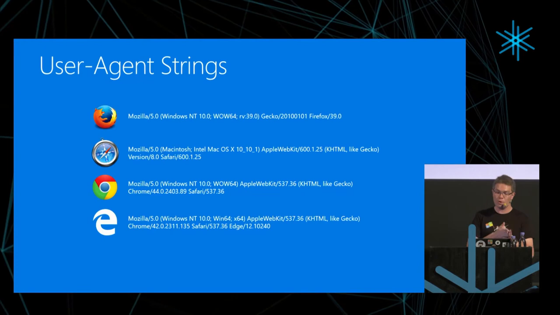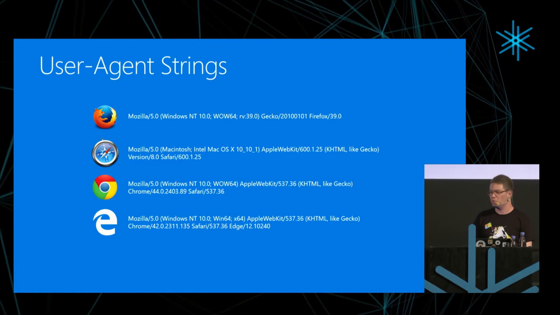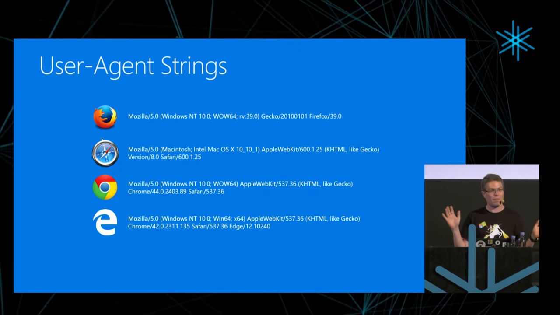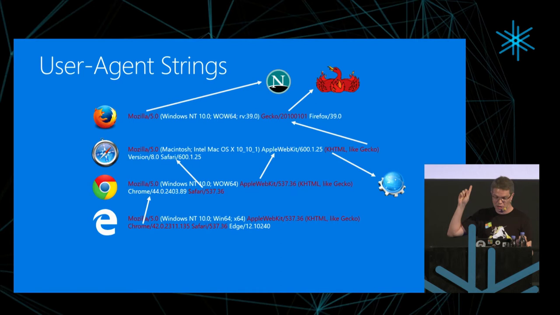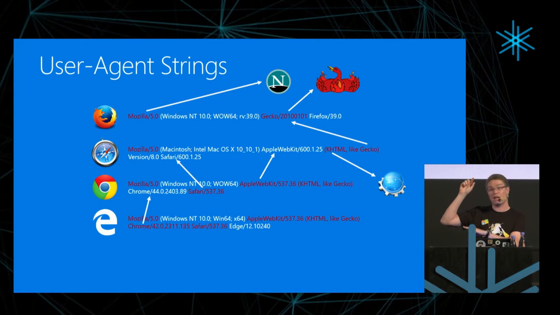But let's remember the user agent string, because sometimes people say, oh, Microsoft, what did you do with the user agent string? Let's see what happened in the past. So Mozilla/5 came from Netscape, and was used by Firefox. It also refers to the Gecko engine. Then you can see that Safari is also referencing Gecko in case of someone trying to user agent sniff that.